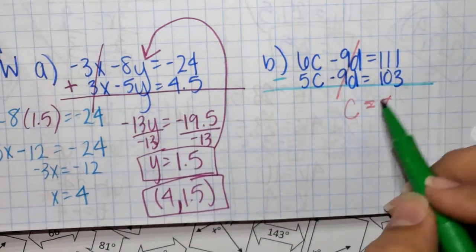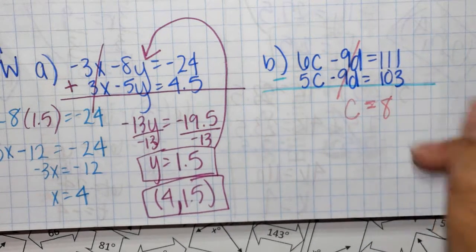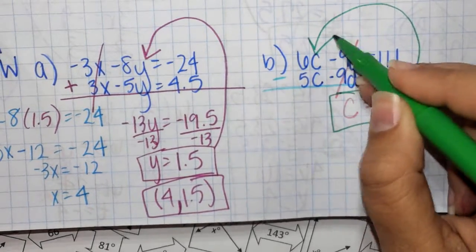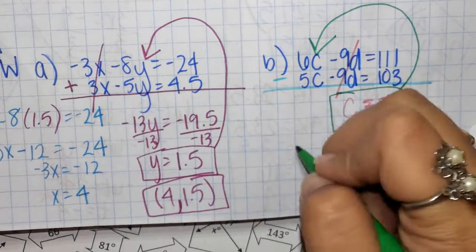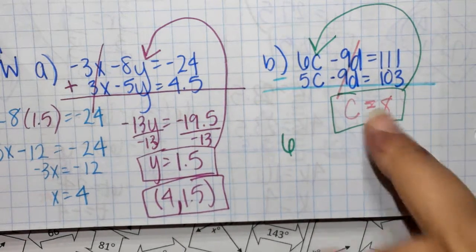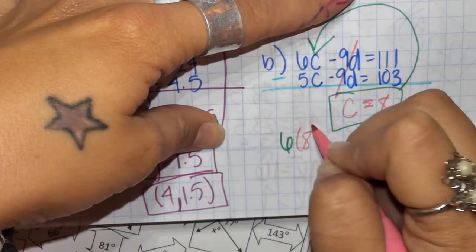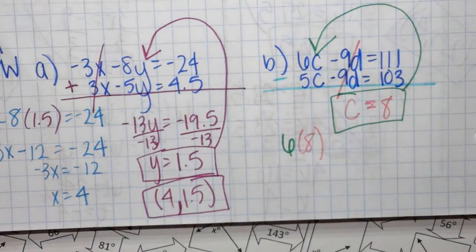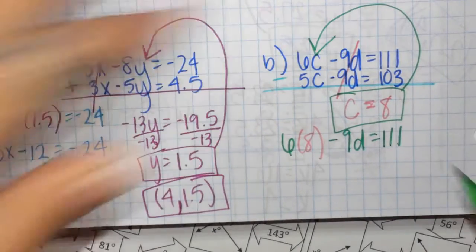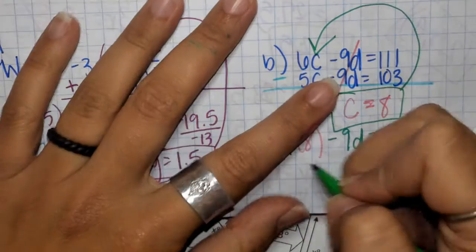Alright, so now that we have C equals 8, what should we do with this, Sarah? Plug it in. Now, does it matter which one we plug it into? No, it does not, but I like to plug it into the top one. So it does matter which letter. Why am I plugging it in for C? Because it's C equals 8. Yes. 6 times 8 equals... Breathe. Alright, what is 6 times 8? 48.